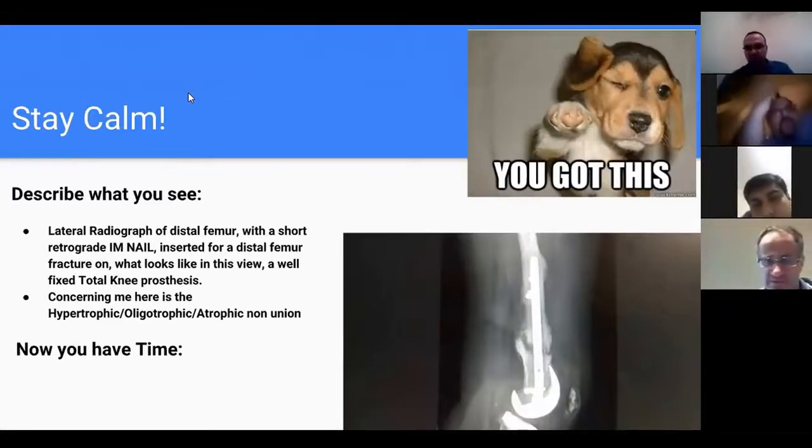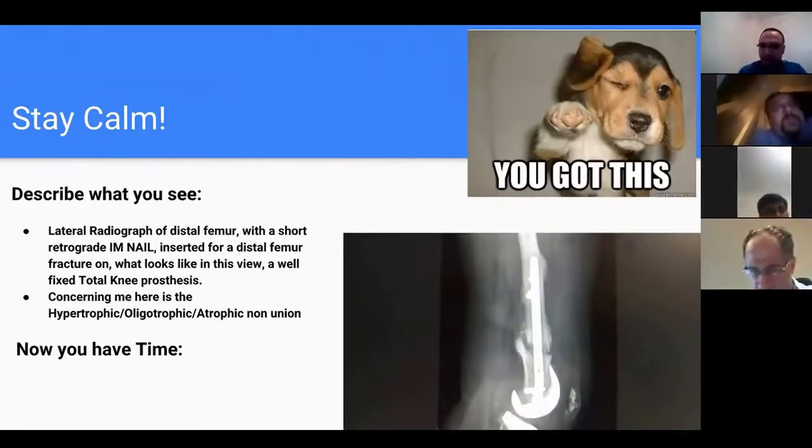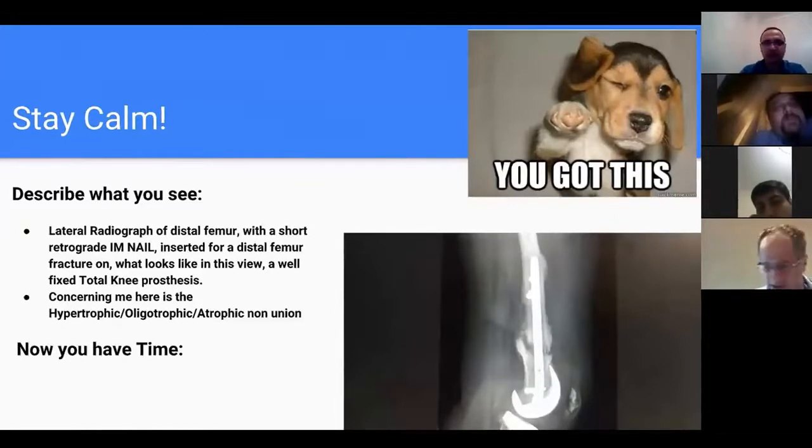Describe what you see. So for example, in this radiograph, I'll say lateral radiograph of distal femur with a short retrograde intramedullary nail inserted for a distal femoral fracture on what looks like, in this view, a well-fixed total knee prosthesis. Concerning me here is the hypertrophic, oligotrophic, atrophic non-union. You should all know the definitions of either and to be able to describe what you're seeing straight away. Now you have time. You've got your opening sentence, you're relaxed, you're getting ready to talk about your pathway.